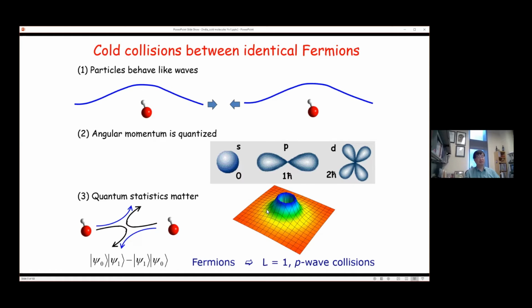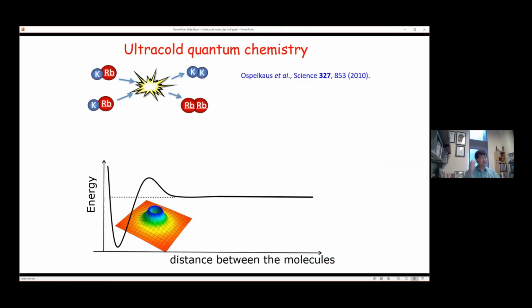And because you have 1 h bar unit of angular momentum, you have the so-called centrifugal barrier. And this is what I'm describing in a cartoonish way in the bottom right corner here. This particular picture indicates the potential barrier created by this 1 h bar unit of angular momentum when the two molecules approach each other. So now you can understand the basic physics.